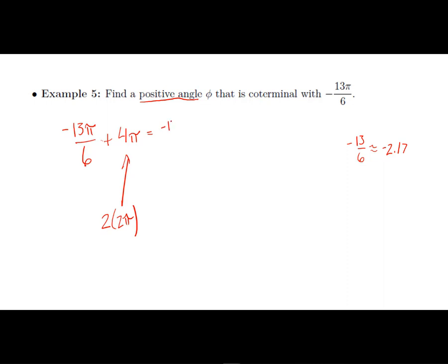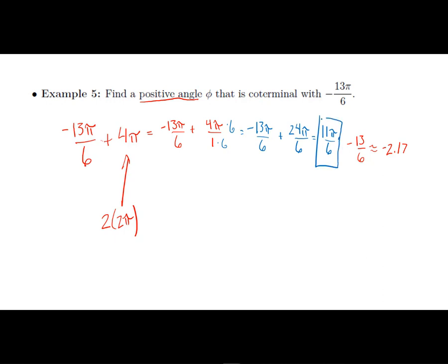So of course here I need common denominators. So this is 4 pi over 1. I think it's nice to grab a different color here. So we're just going to multiply by 6 on top and bottom. And so this is going to give me negative 13 pi over 6 plus 24 pi over 6, which gives me 11 pi over 6.